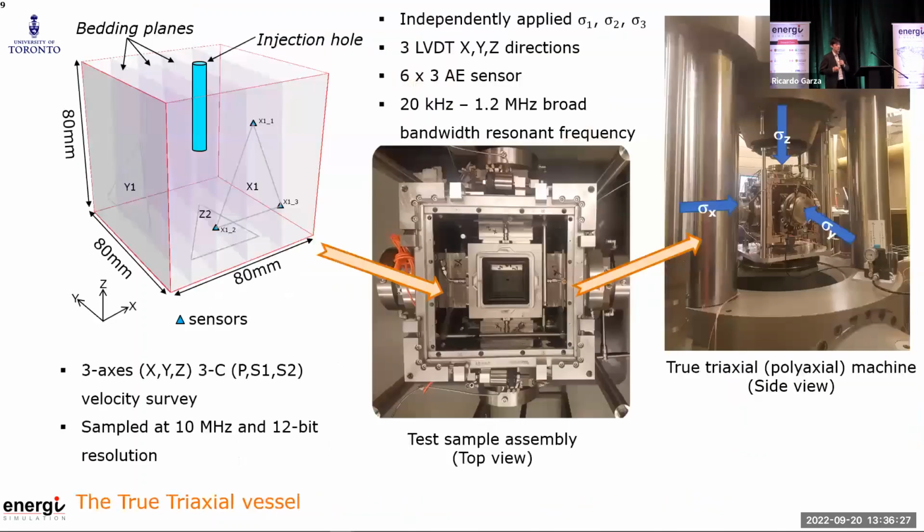So, but the unique capability of this loading system is that the vessel is able to monitor the acoustic emission, which is a proxy for microseismicity on that block. And we have basically 18 sensors that will cover the entire volume. In addition to that, we can monitor the seismic velocity, P and S waves, along the 3 axes of the cube. So basically that should give us the equivalent of an X-ray vision of what is happening during the injection and the fracturing process.